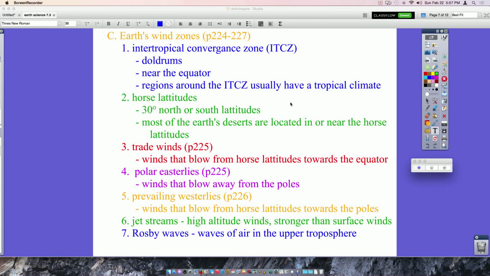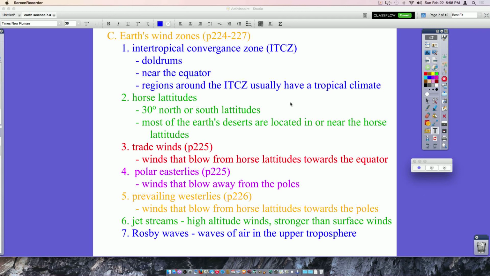It was given this name by the sailors as they sailed through these areas. Most of the wind is vertical, so their boats wouldn't sail very well. Sailing boats need horizontal wind. They're designed to take advantage of it, whichever direction the wind is blowing, as long as it's not vertical. And in the ITCZ, it is. It's actually going up. This is near the equator. And the regions around the ITCZ usually have a tropical climate because they pull in moisture from over the water as well.